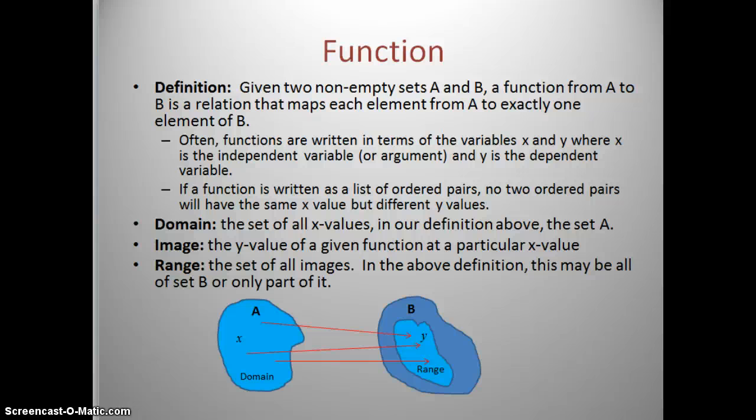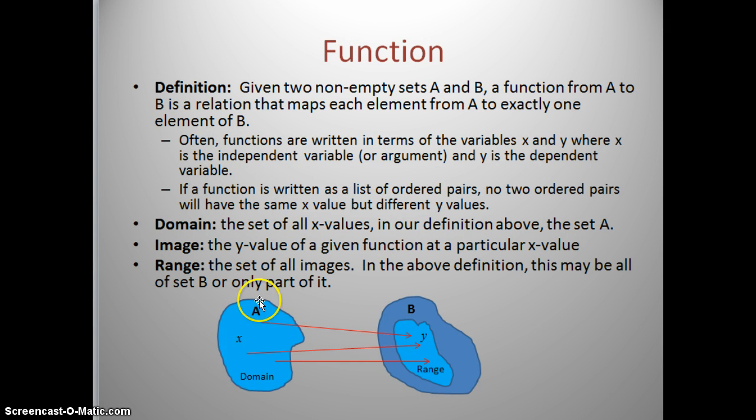Now the image is the y value of a function at a particular x value. So the image is one y value that matches up with one particular x. Now the range is considered the set of all images, so all of the y values that are used. In the above definition, this may be all of set B or only part of it.